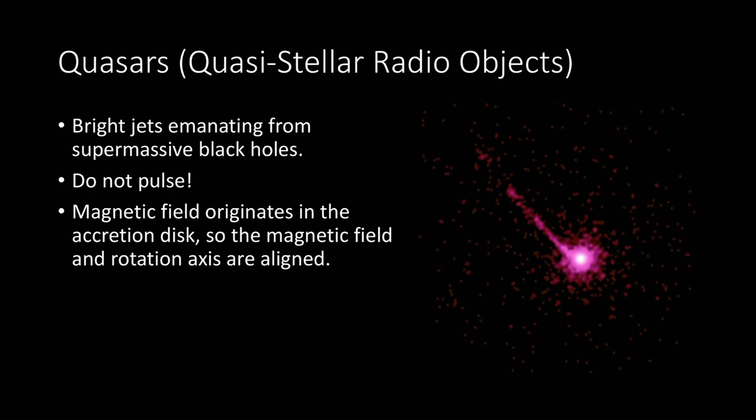And the magnetic field for this quasar doesn't originate in the black hole, but it originates in the accretion disk of all the material that's around the black hole. And that's why the rotation and magnetic field axes are always aligned.